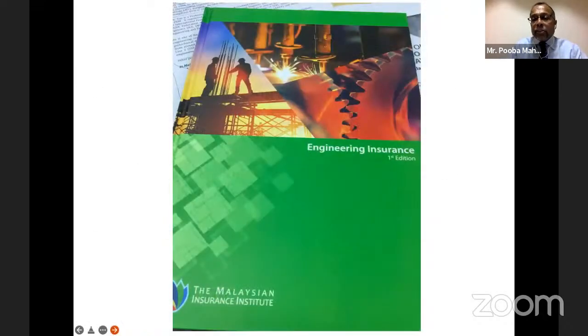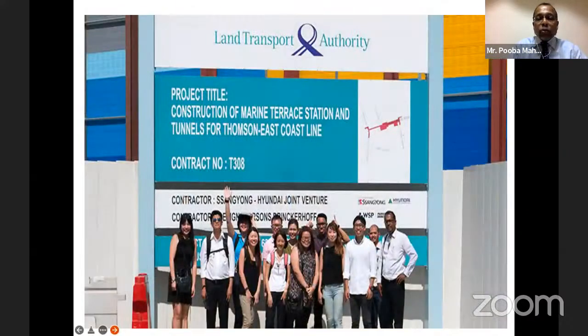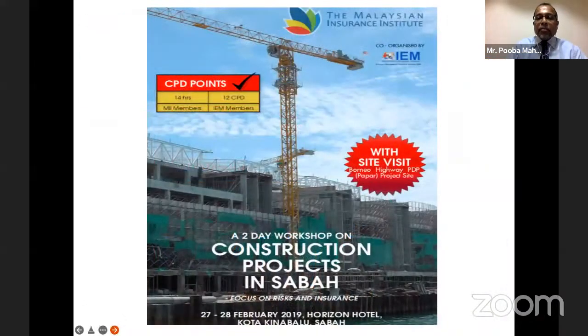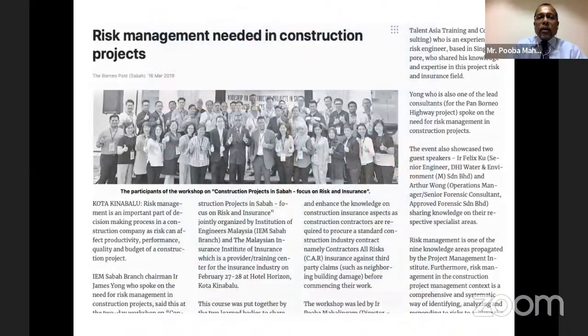We have our own textbook as well on engineering insurance, published by the Malaysian Insurance Institute. I'm the author of this publication. These are some of the events where I did training sessions in the past with CIOB, the Chartered Institute of Builders. And these are some of the trainings we've done: construction, professional indemnity, and so on.